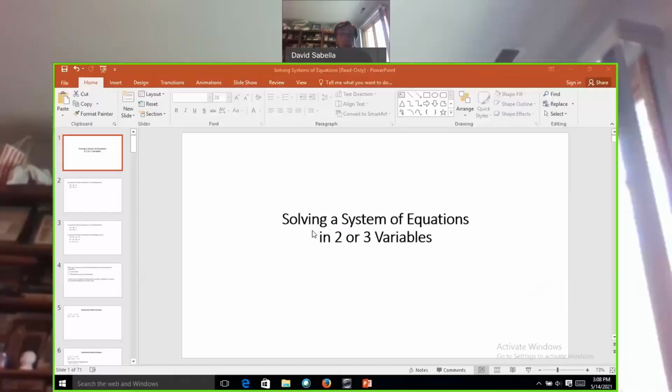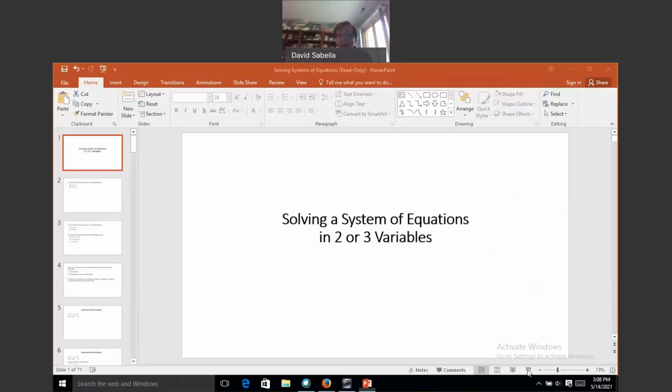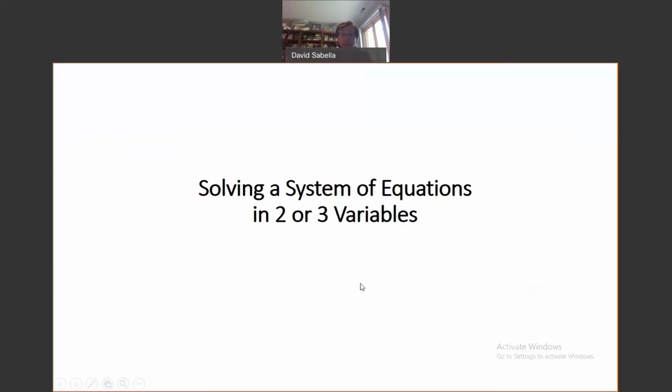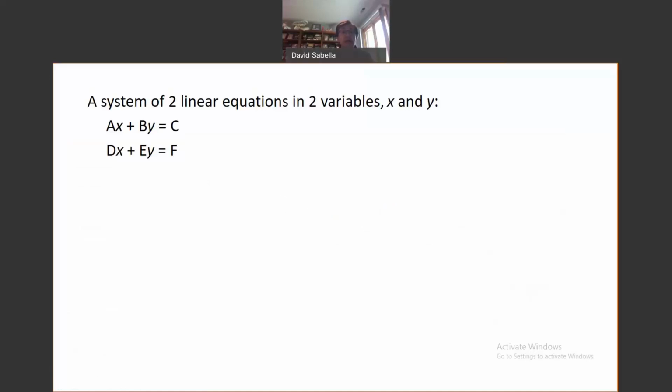Okay, so we're going to talk about solving systems of equations. Two different types. We're going to talk about solving equations with two variables and two equations, and also solving a system that has three variables with three equations. And here's what they'll look like.